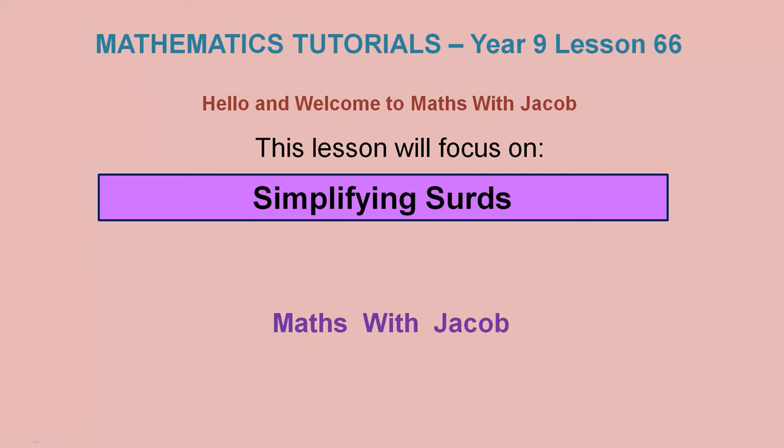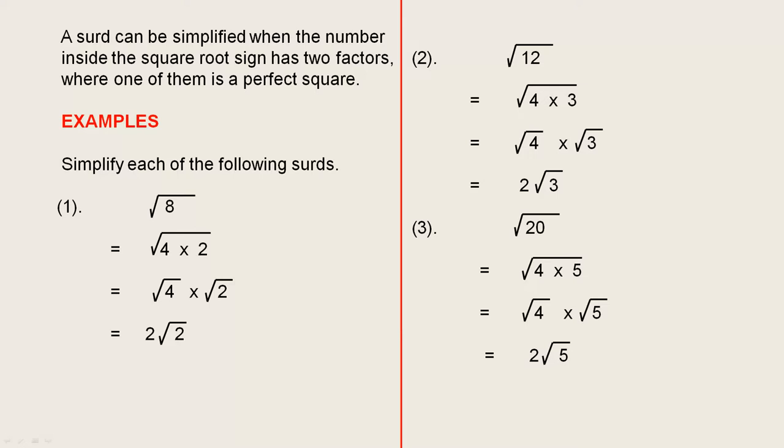This lesson will focus on simplifying surds. A surd can be simplified when the number inside the square root sign has two factors, where one of them is a perfect square. Let's see how this works with some examples. Simplify each of the following surds.